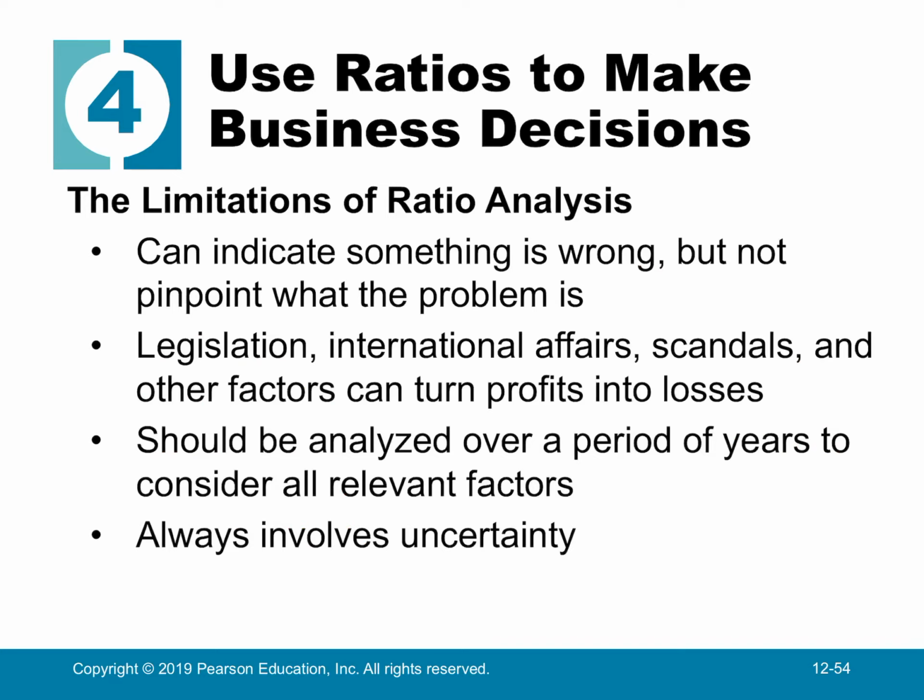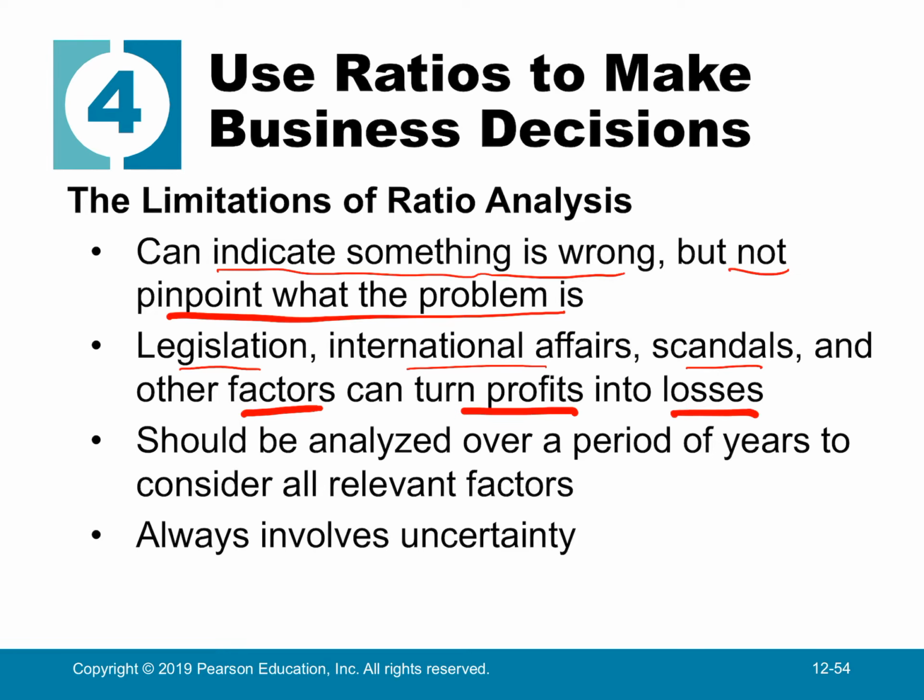So wrapping up this chapter, what are some things that could go wrong when you do ratio analysis, right? Or what are the limitations of doing this sort of analysis? Well, it can show us that something's wrong, but it does not necessarily tell you what the problem is, right? So you have to do some digging around to figure out what exactly the issue might be. Also, things like legislation, international affairs, scandals, other factors can quickly turn profits into losses. So just because you do some amazing ratio analysis and you really think a company is going to do well, there are some of these external factors like scandals and legislation that the ratios will not predict for you, right?